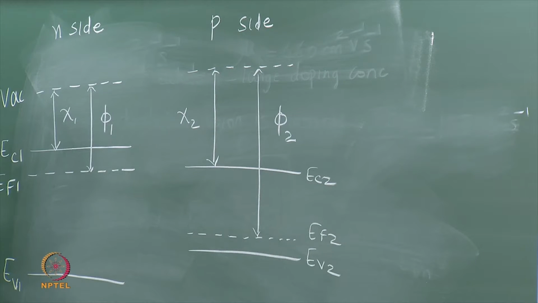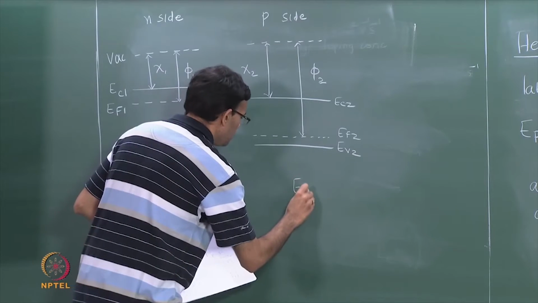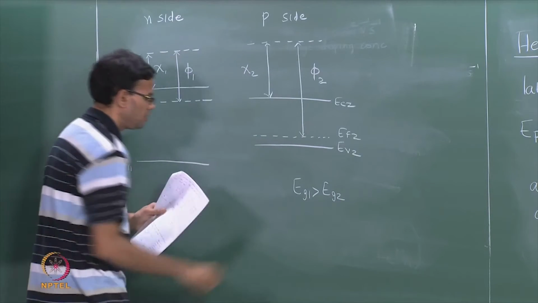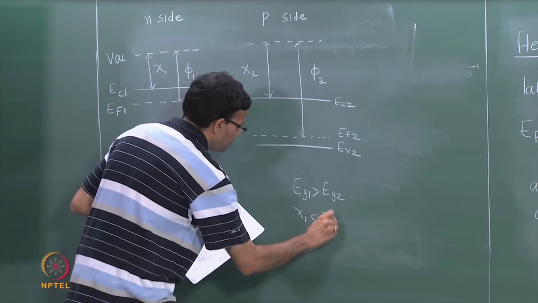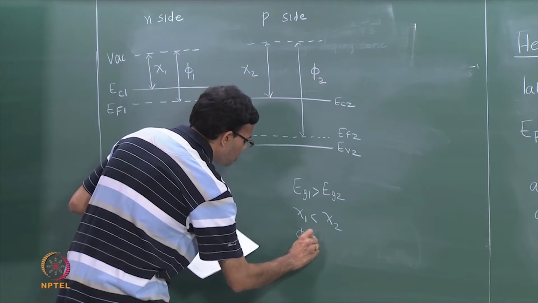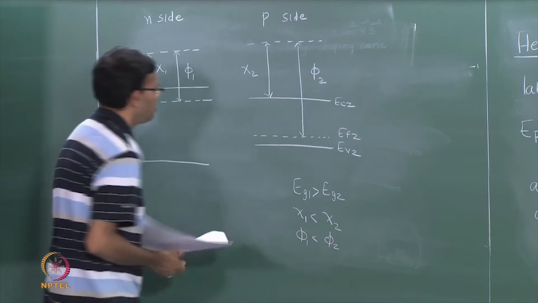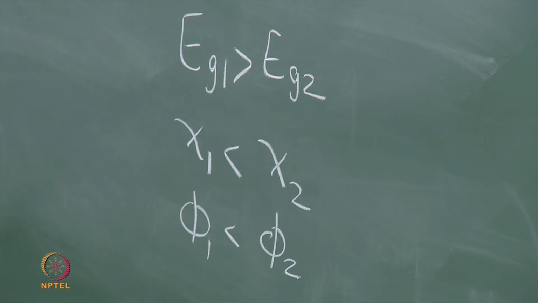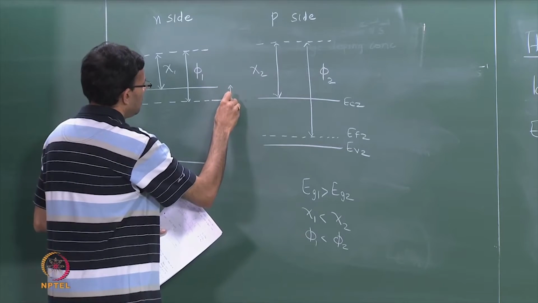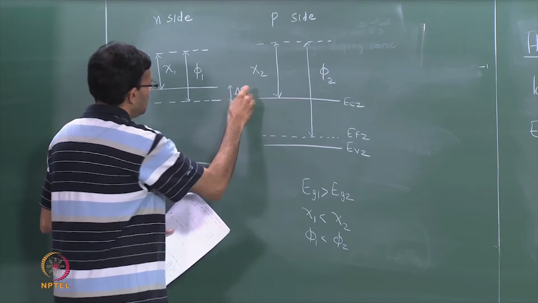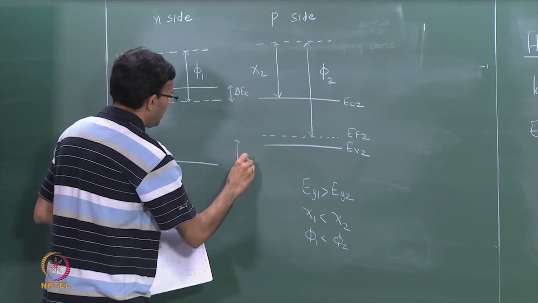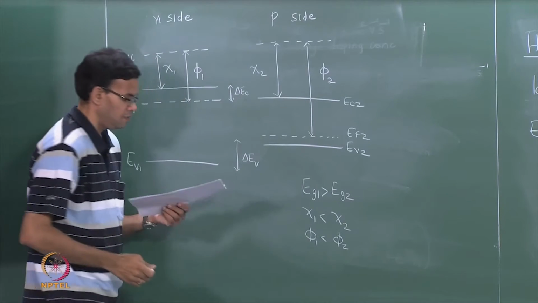So, now I am forming a p-n junction. So, I have Eg1 greater than Eg2. I have the electron affinity going the other way and the work function also going the other way. We can also define an energy gap between the conduction bands of the two materials. So, that is delta EC. Can also define an energy gap between the valence bands, delta EV.